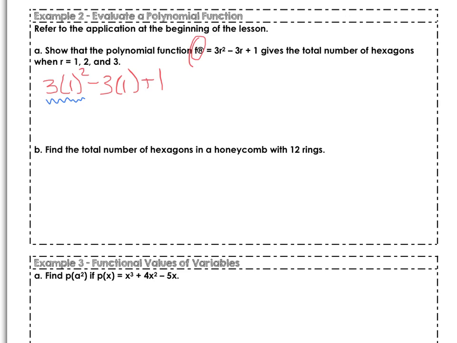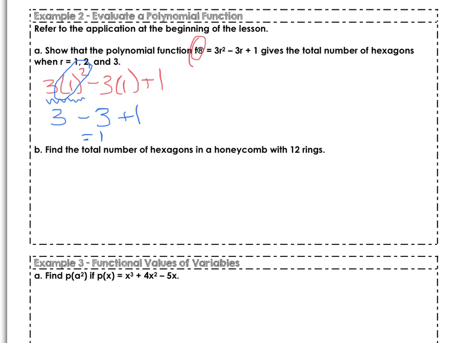Well, in order of operations, I first need to do my exponents, then I need to multiply. 1 squared is 1, and then 3 times 1 is 3. And then my rest of my expression here, 3 minus 3 is 0, leaving me with 1, okay?